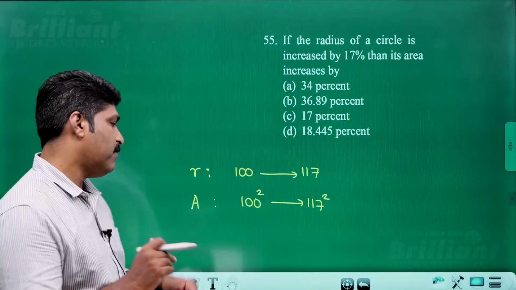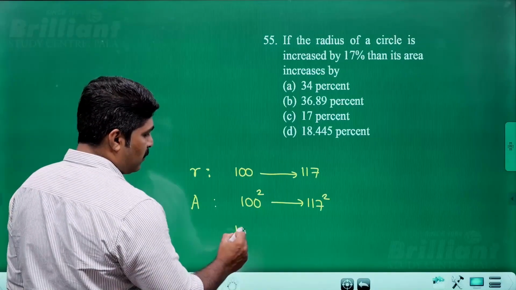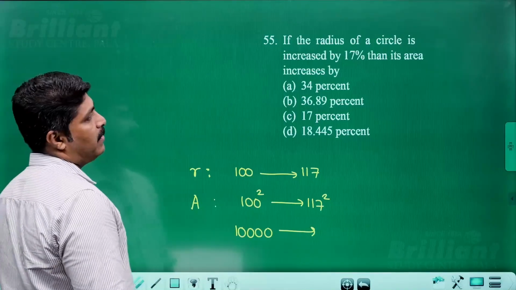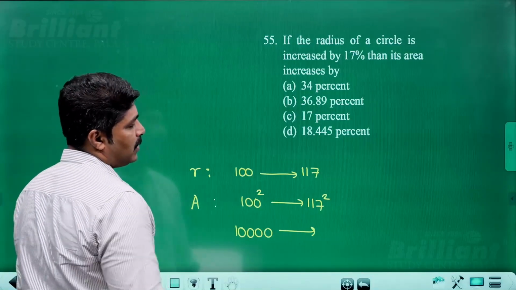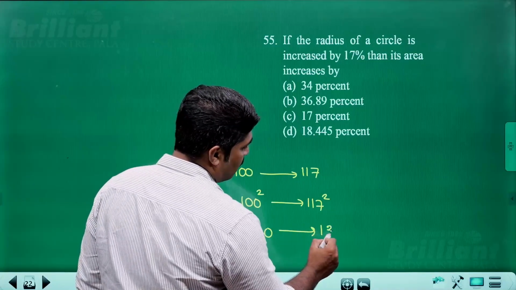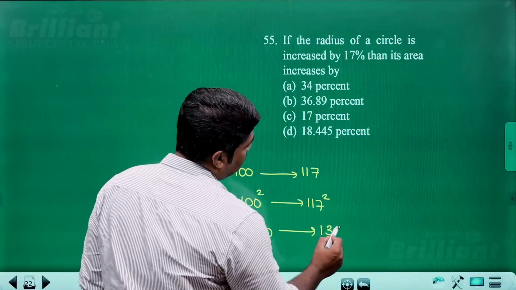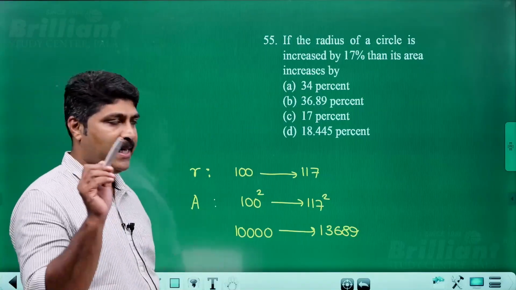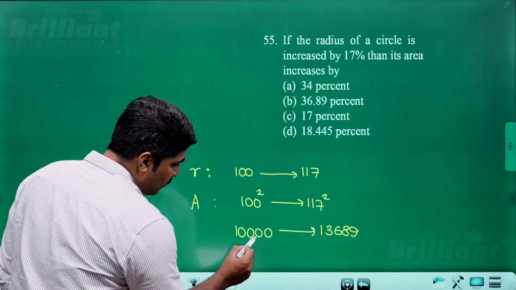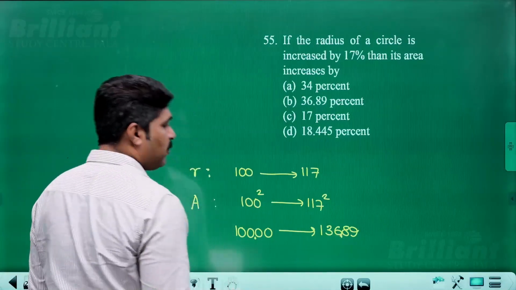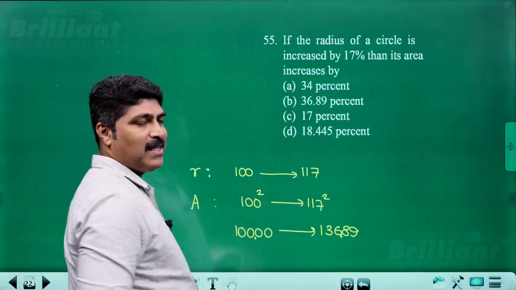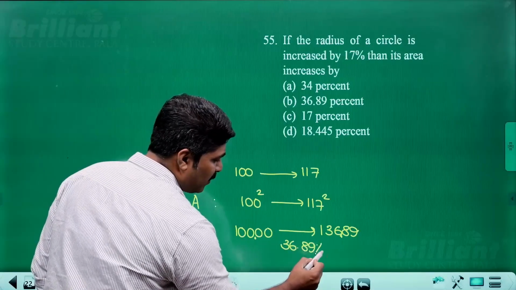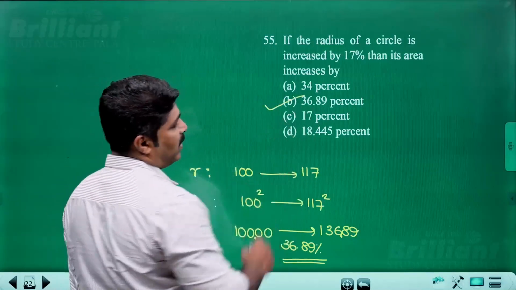This is one method, one type of approach. So what is 100 square? 100 square is equal to 10,000. What is 117 square? So there you have to do the calculation, that's equal to 136.89. So that's the simple logic. If you consider this as 100, this is 136.89. So you have to catch what is the variation here, 36.89% increment. So this is one method.